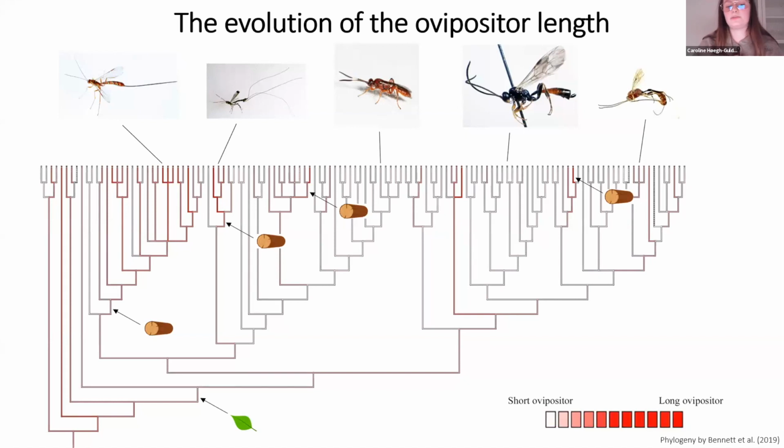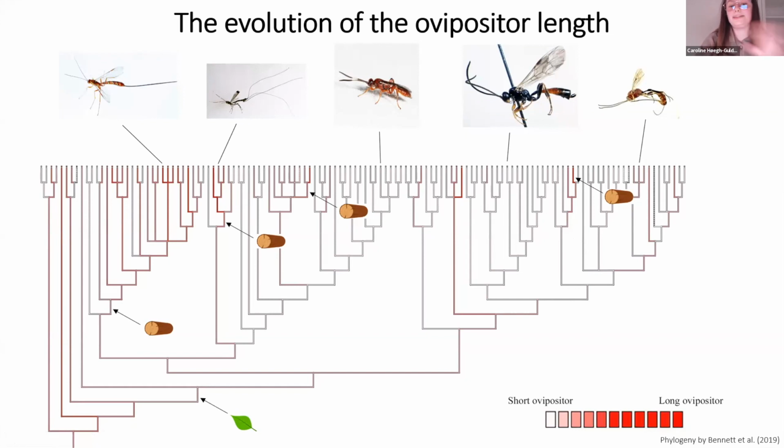And we can see subsequently that the ovipositor lengths get shorter and shorter. Now, independently, several times throughout their evolution, they have reverted back to having hosts that are inside wood. So that's marked by these points. And we can see that every time this has happened, they have gotten longer ovipositors as well.